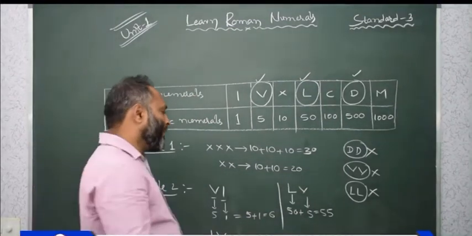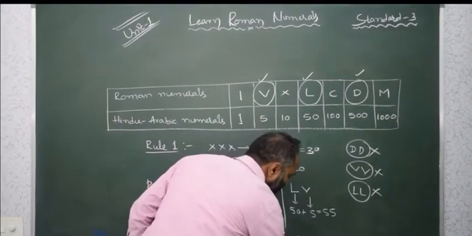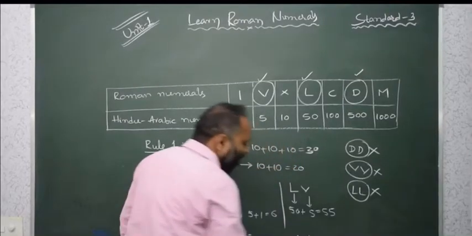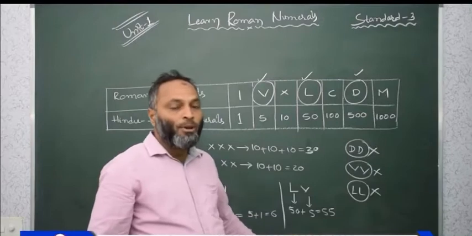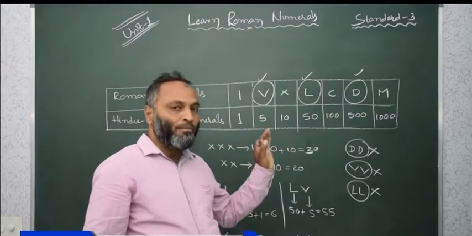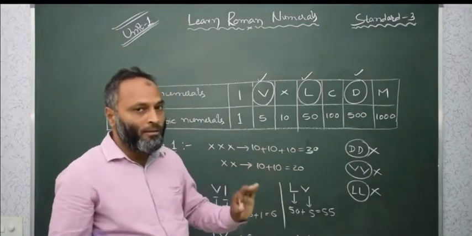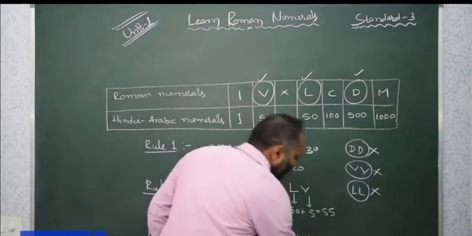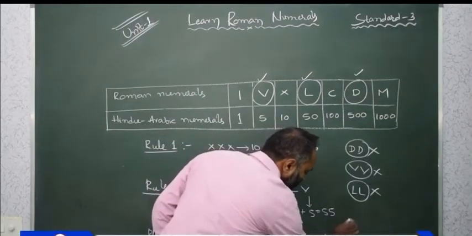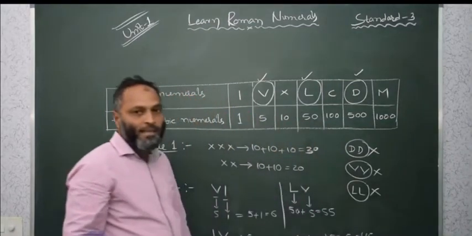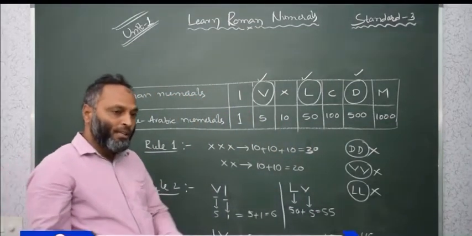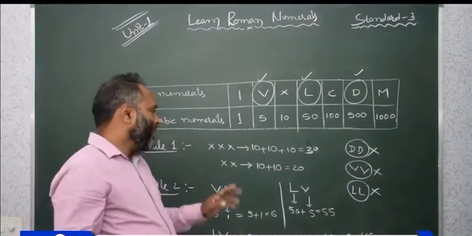In a similar way, if we consider VL, this is the smaller number and this is the bigger number. The smaller number is on the left side of the bigger Roman numeral. Then here also the same case, we have to make minus, that is 50 minus 5. This is the representation of 45. This is the rule.